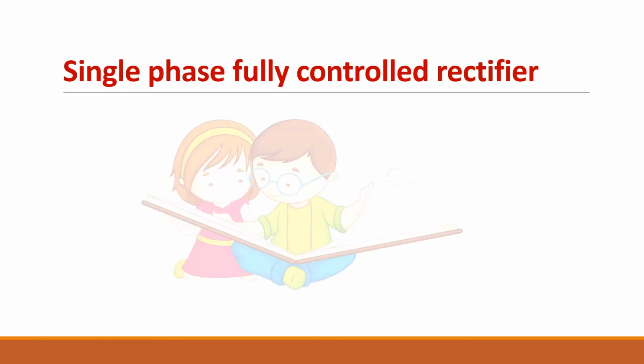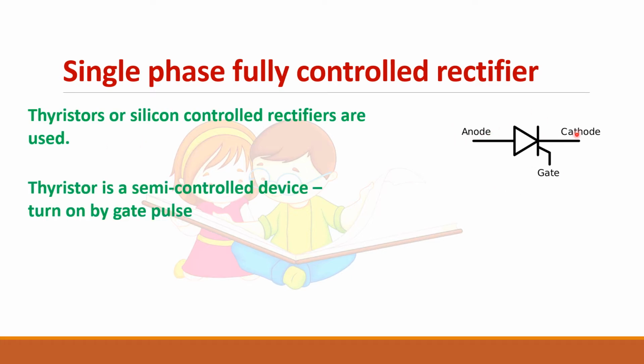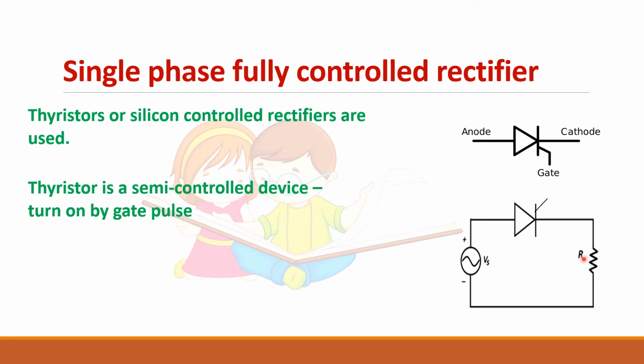In single phase fully controlled rectifier, SCRs are used. So it has three terminals, anode, cathode and gate. So when you apply a gate pulse, it gets turned on. So this is a rectifier circuit. You have AC input and you are taking DC output here. So SCR is connected here.